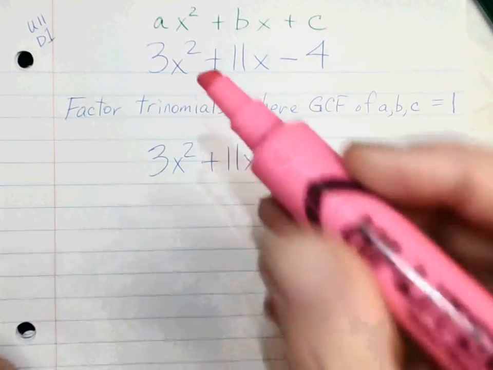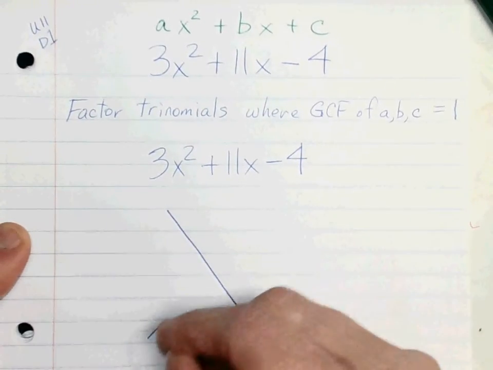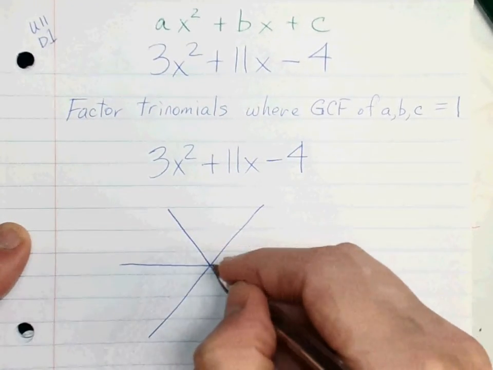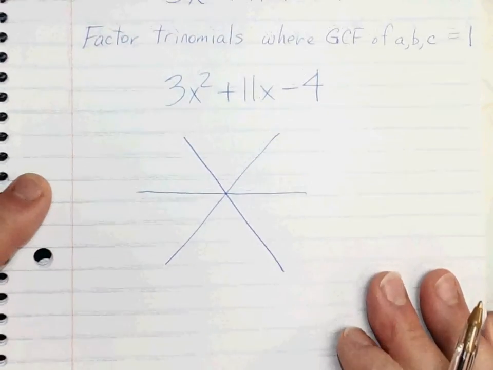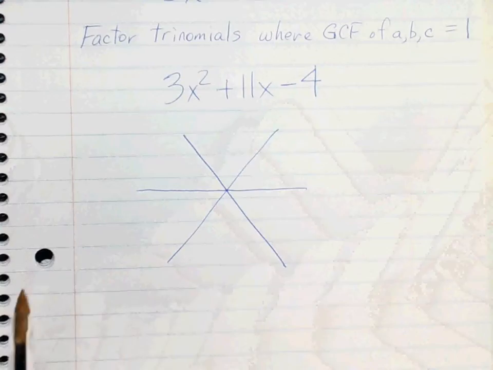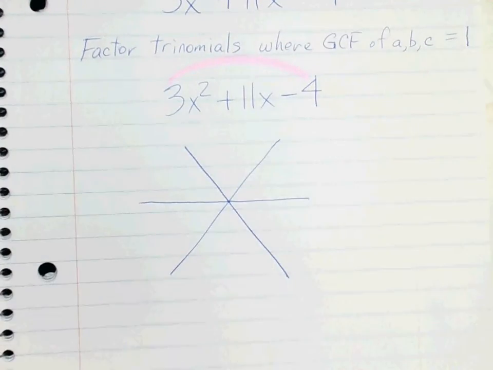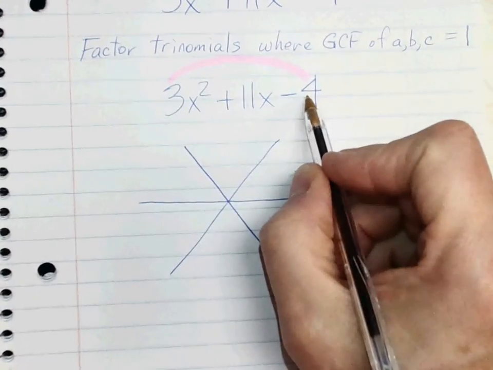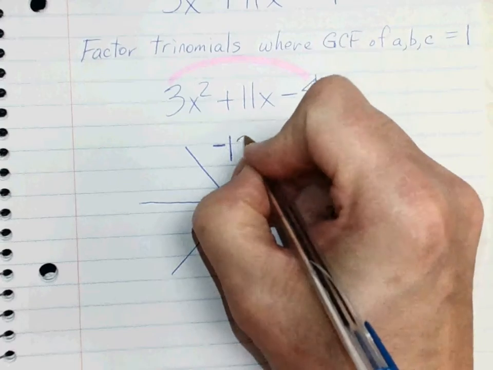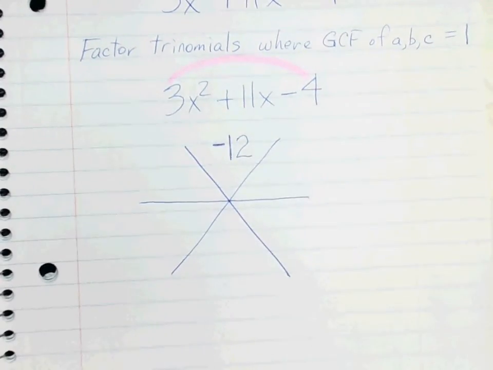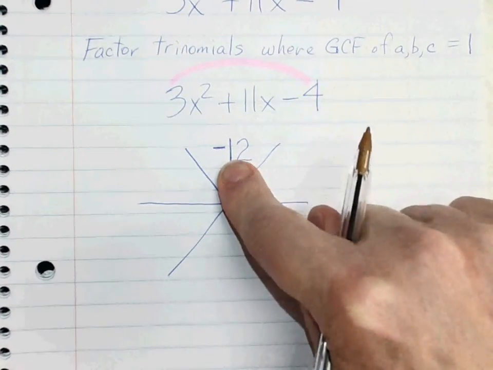Here's how you do it. I'm going to start off by making, no, not an X, but a star. This is going to be our graphic organizer. Okay, so we are factoring this. Here's what we're going to do. We're going to multiply the first number times the last number. So that's a positive 3 times a negative 4. And where do those go? That answer goes up top. Multiply the first number times the last number, put it on top.